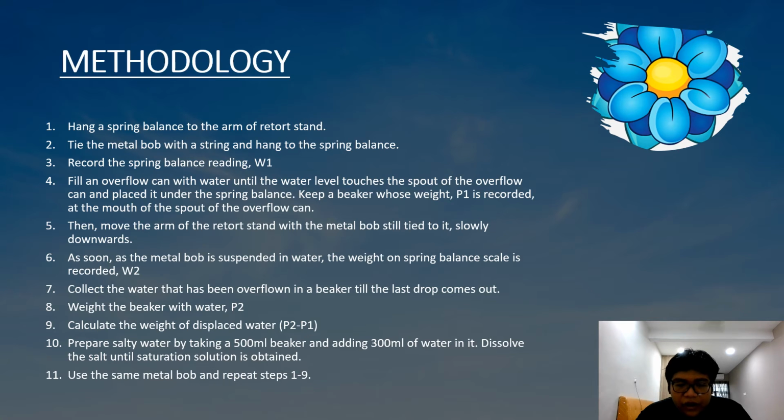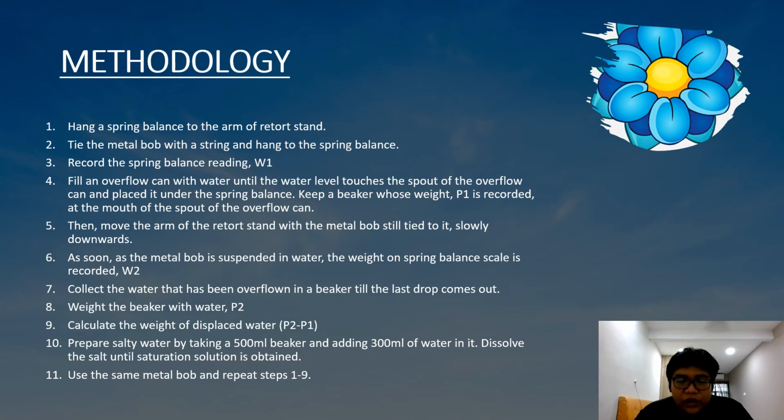And then we move the arm of the retort stand with the metal bolt still tied to it, slowly downwards. As soon as the metal bolt is suspended in water, the weight on the spring balance scale is recorded, which is our W2. And then collect the water that is overflown in the beaker, and then we weigh the beaker with the water, and that's going to be our P2.